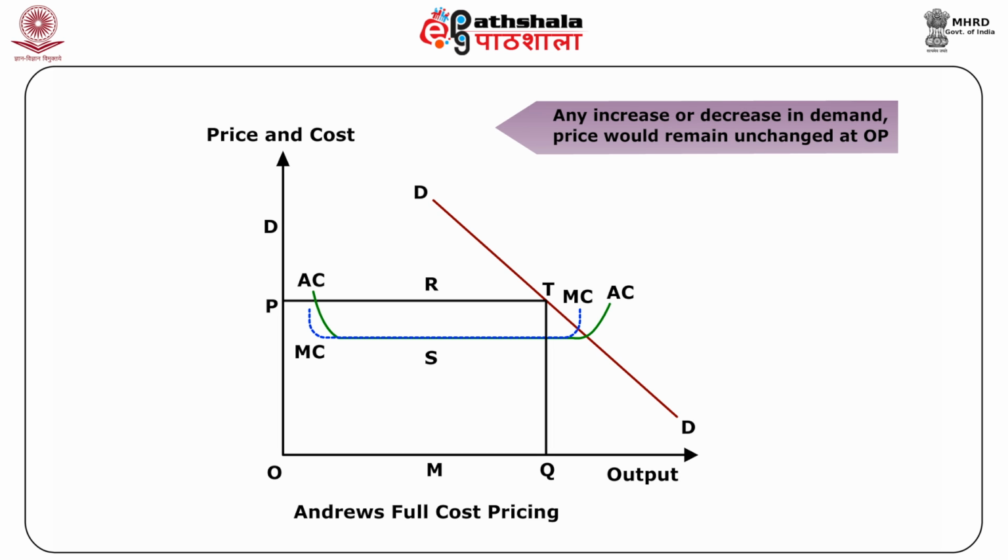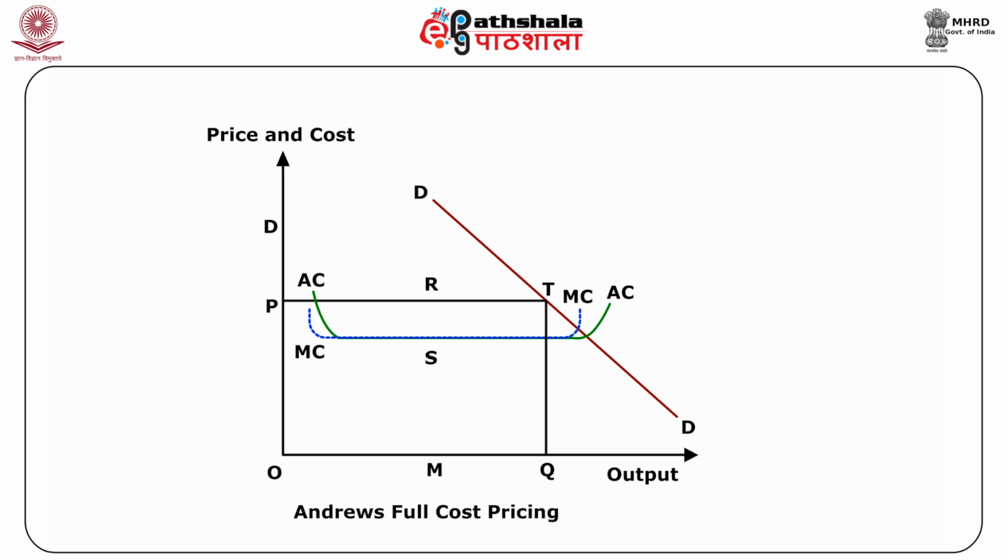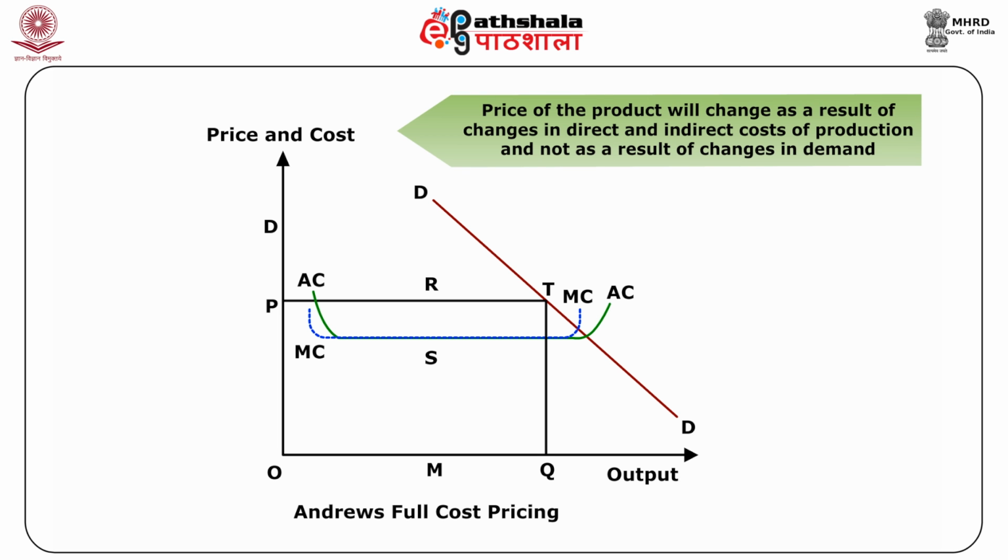Now, with an increase or decrease in demand for the product, the price would remain unchanged at OP, provided that the amount demanded lies within the range where average direct cost remains constant, that is, within the horizontal straight line portion. It is also provided that costing margin remains unaltered. Thus, according to Andrews' full cost pricing theory, price of the product will change as a result of changes in direct and indirect costs of production and not as a result of changes in demand.